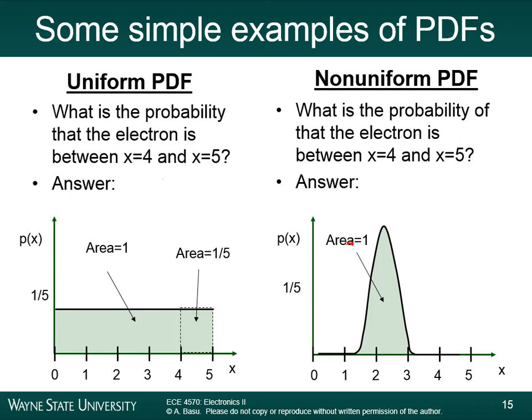In this case, what is the probability that the electron is between x equals 4 and x equals 5? 0. Exactly. So this is a non-uniform distribution.